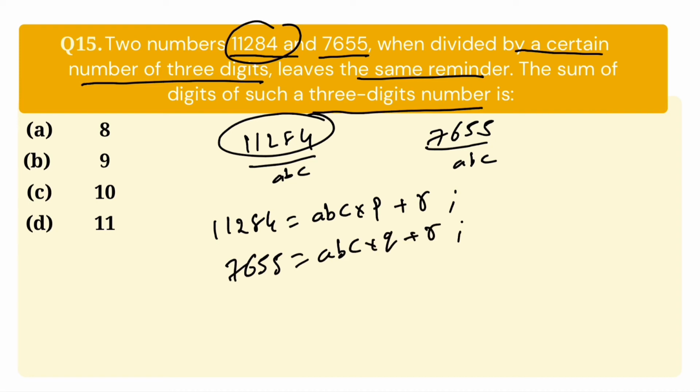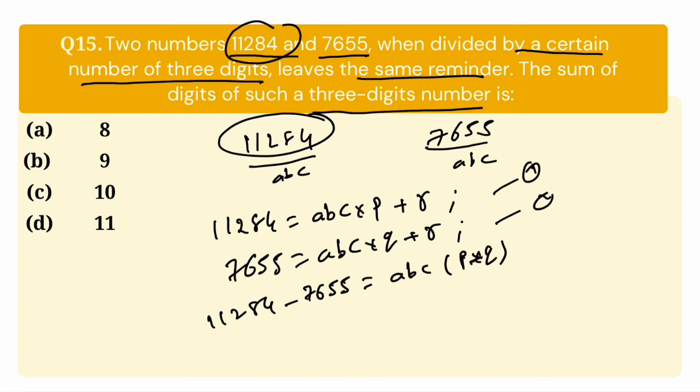Subtract these two numbers: 11284 minus 7655 is equal to ABC into P minus Q, and the remainder gets cancelled. So you don't have anything here. 11284 minus 7655 becomes 3629, and this is equal to ABC into some number P minus Q. It has to be a 3-digit number; one number has to be 3-digit, and I don't know that number exactly, and 3629 is a multiple of it.